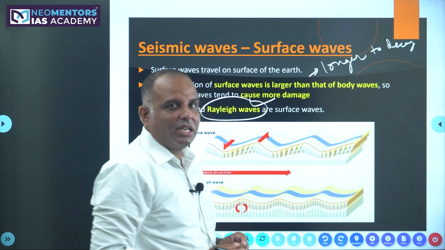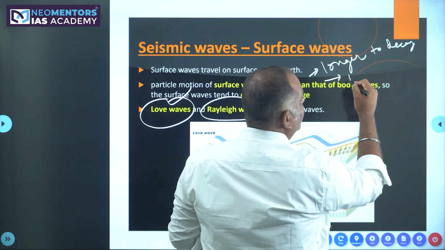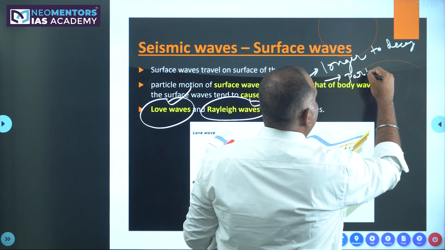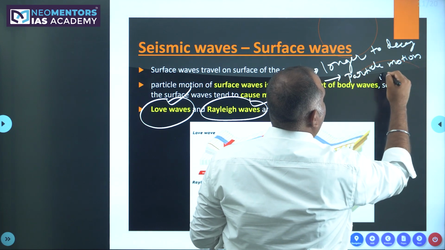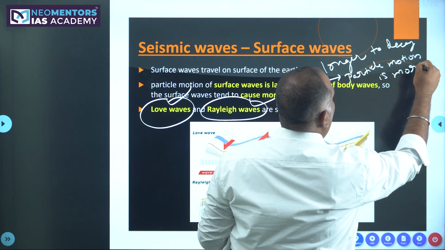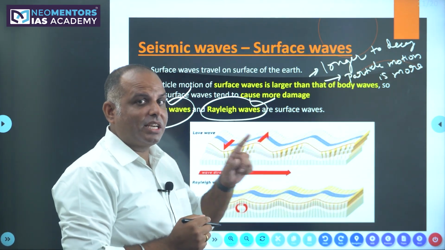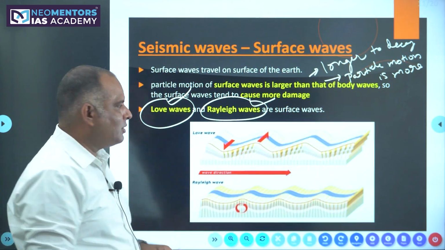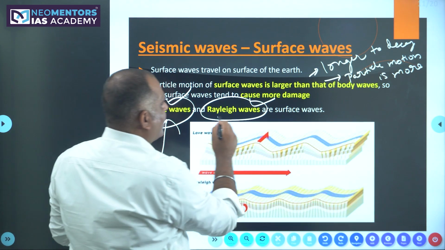First point, we discussed that they take longer to decay. Second, surface waves also have more particle motion. Particle motion is also more. These are surface waves, hence they cause more damage. Now, within surface waves, there are two kinds of waves. One is Love waves and the second one is Rayleigh waves.